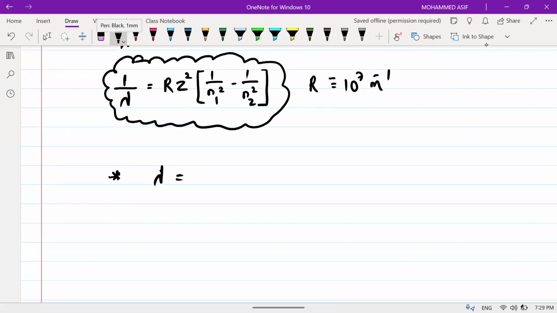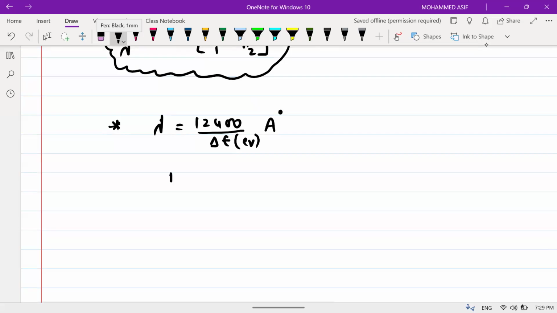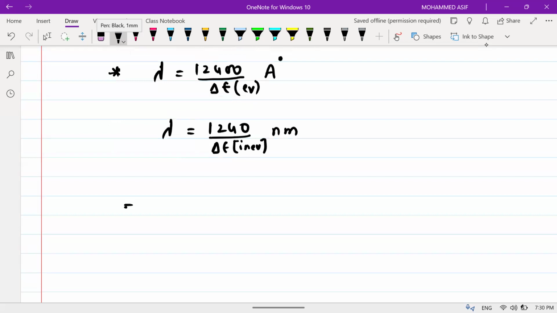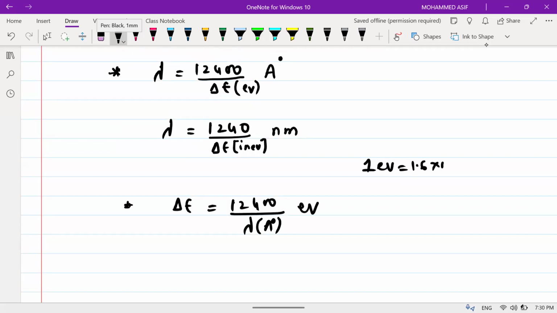Lambda will be equal to 12400 divided by delta E, provided the energy is in electron volt and wavelength is in angstroms. Or else I can write lambda is equal to 1240 divided by delta E, if delta E is in electron volt and wavelength is in nanometers. Then we use 1240. Ultimately, whenever I'm calculating the energy, delta E is equal to 12400 divided by wavelength in angstrom, and the unit is electron volt. And 1 electron volt is equal to 1.6 into 10 to the power of minus 19 joule.